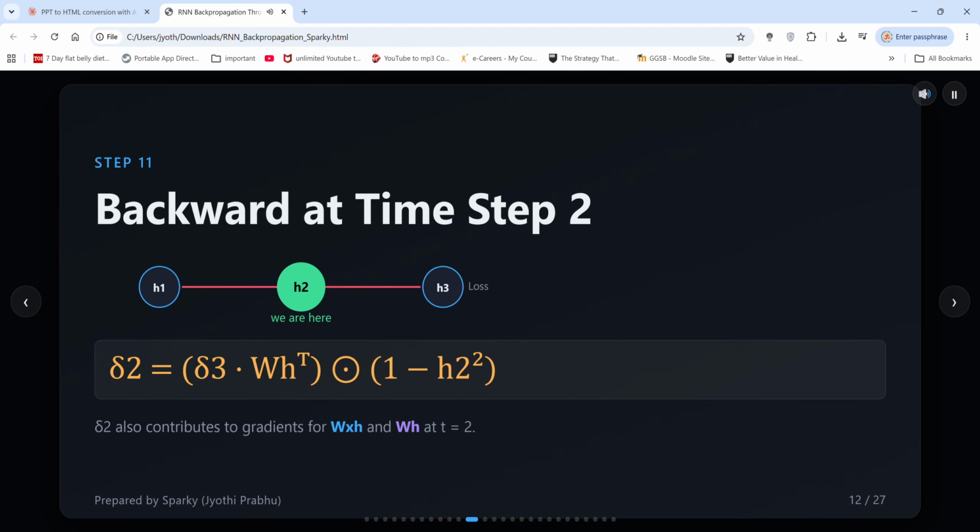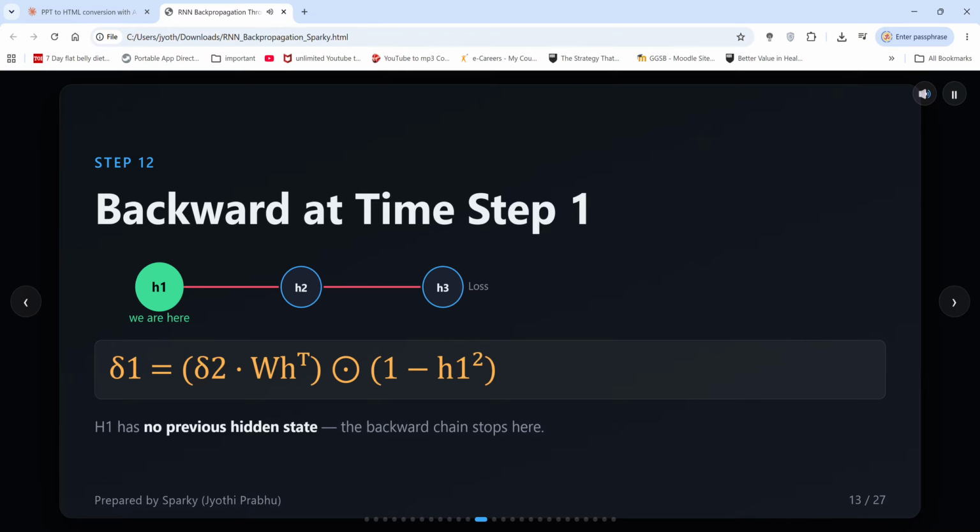Now the gradient continues backward to h2. It receives a contribution from h3 through Wh. We multiply delta 3 by Wh transpose, apply the tanh derivative again, and get delta 2. This delta also adds to our Wxh and Wh gradients.